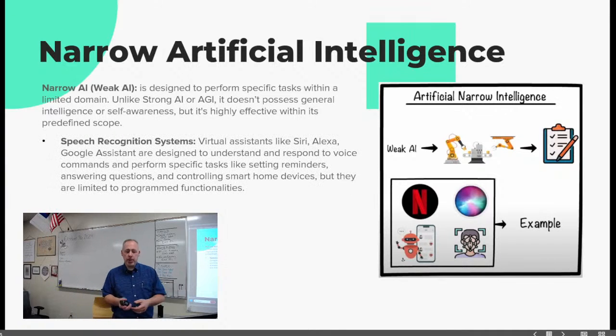So speech recognition systems are a form of narrow or weak AI. Siri, Alexa, Google Assistant are designed to understand and respond to a voice command. So they're listening for certain predefined tasks. Either you can tell it, when I say this, I want you to do this, or it's out of the box. Amazon and Google have already pre-coded it to do this when this happens. So it goes back to the algorithm and the if-then Boolean algebra type stuff.